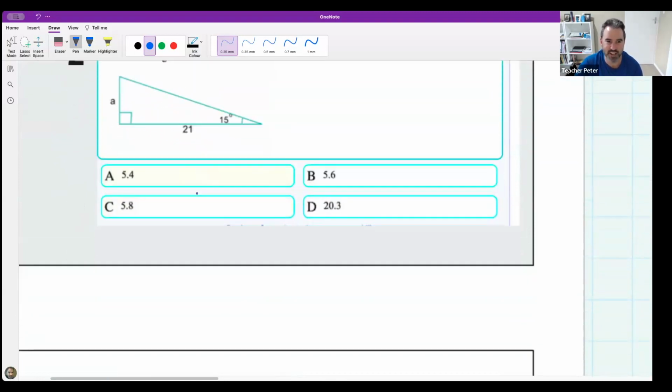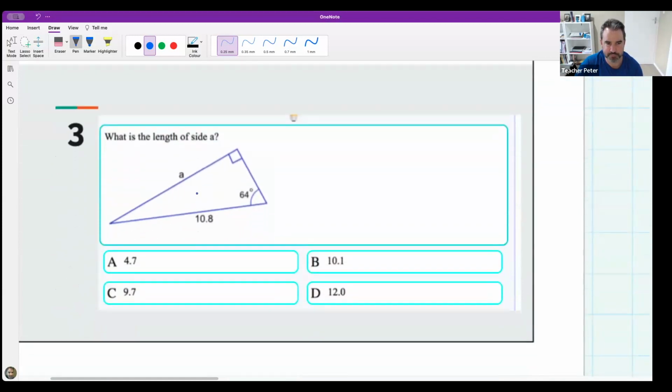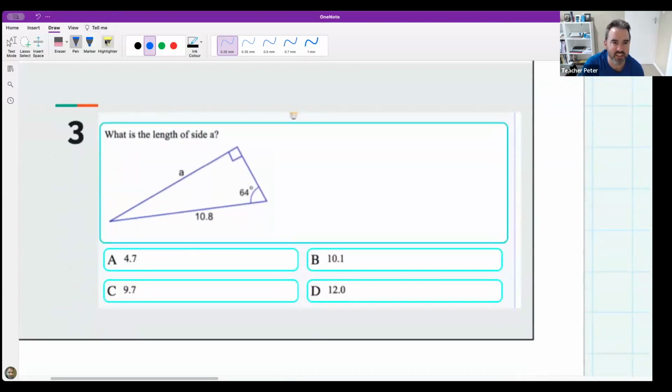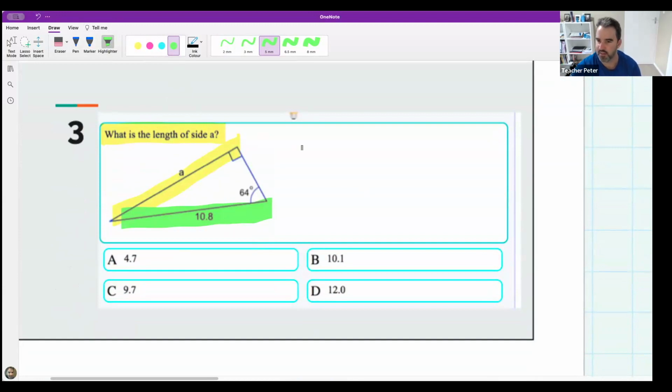So let's do another one. Let's choose this one. What is the length of side A given this triangle? And all I'm going to say to you is I'm going to highlight the sides that I think look interesting. Can you find me the length of side A? So start by writing out a little trig equation and then see if you can choose the correct option from A, B, C, or D. We're trying to find the length of the unknown side using trig.